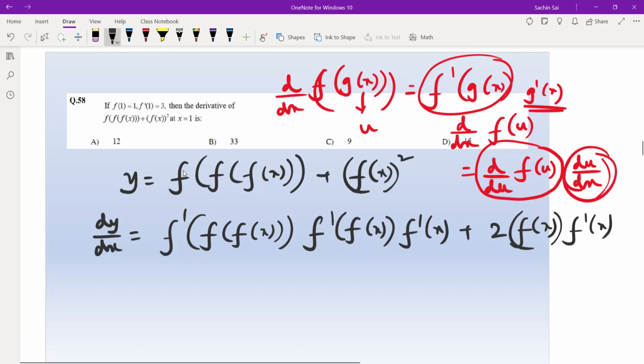Anyway, so in this question, you need to find dy by dx at x equals 1. So you just need to substitute x equals 1 in this expression. You will get the value of the derivative, right?